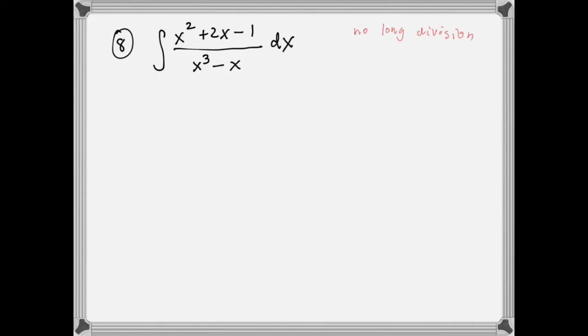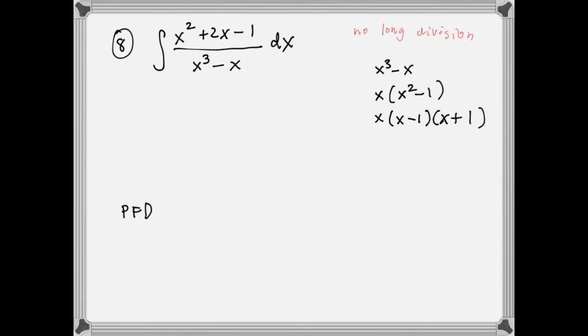Okay, so what we need to do is factor the denominator, right? So what is x cubed minus x equal to? We can pull out an x and we get x squared minus 1. And we can write x squared minus 1 as a difference of squares, right? x minus 1 times x plus 1. So I'm going to do the PFD over here.